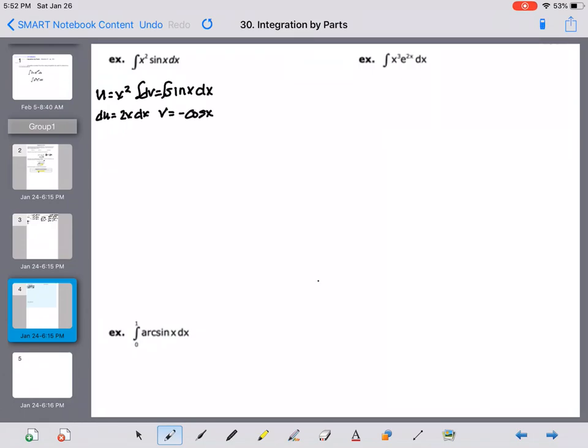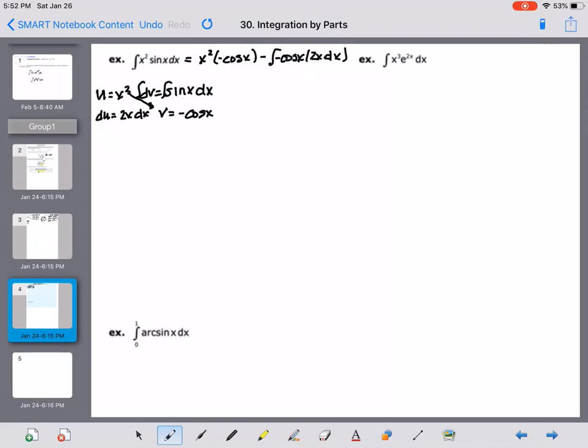Okay. I'm starting with that u in that corner, so here to here. So x squared times our negative cosine x minus the integral of negative cosine x times 2x dx. Okay. Well, that's a mess.